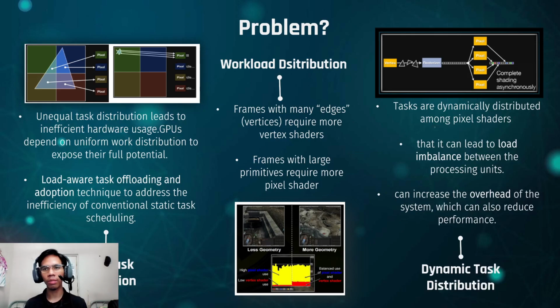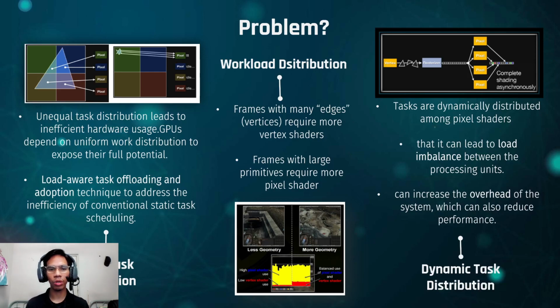What are the problems that always occur with the GPU? We see it has three problems. The first problem is static task distribution. Unequal task distribution leads to inefficient hardware usage. GPUs depend on uniform work distribution to expose their full potential. There is also a load-aware task loading and adaptation technique to address the inefficiency of conventional static task scheduling.